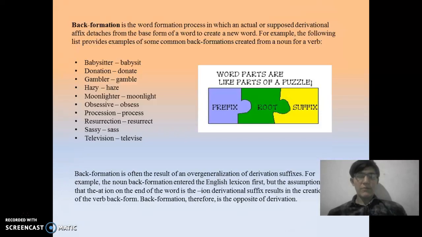Back formation is often the result of an overgeneralization of derivational suffixes. For example, the noun back formation entered the English lexicon first, but the association that the -ion on the end of the word is the -ion derivational suffix results in the creation of the verb back formation. It means that we could say that back formation therefore is the opposite of derivation, because it's the creation of new words after reducing a longer word.